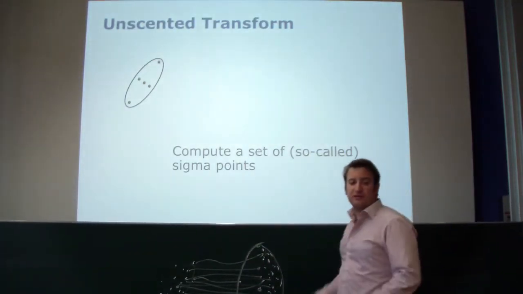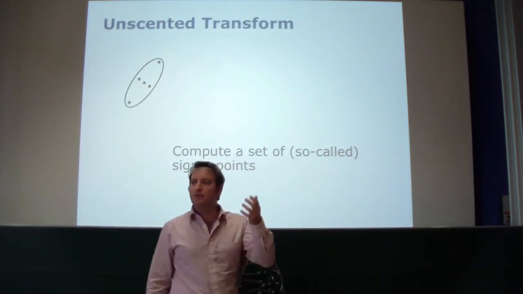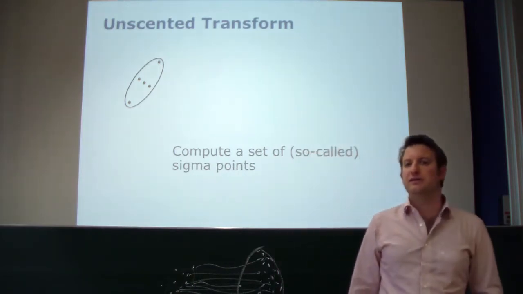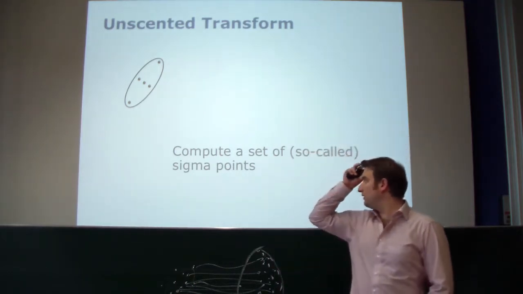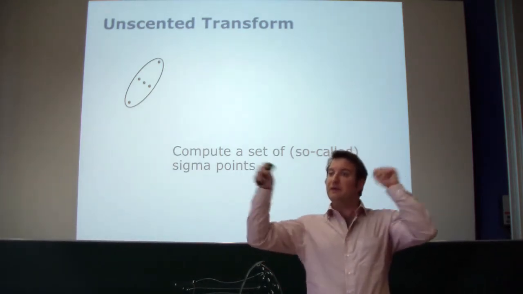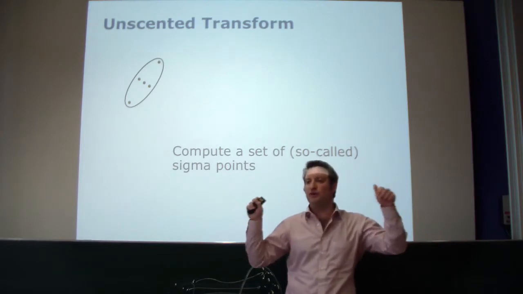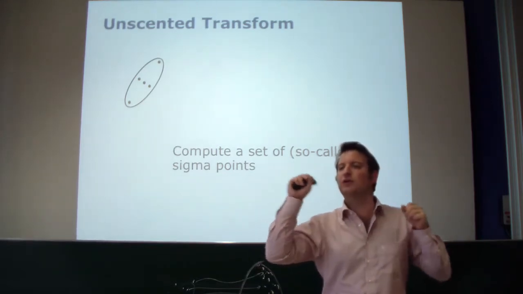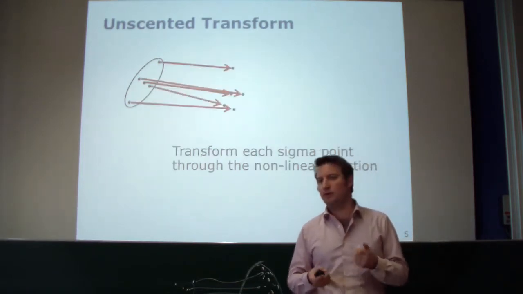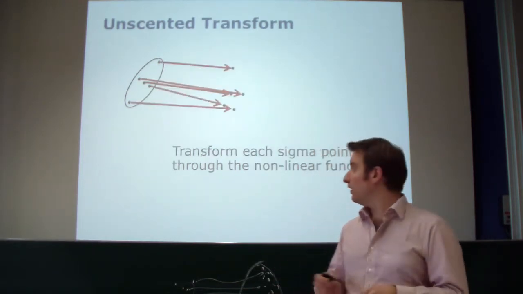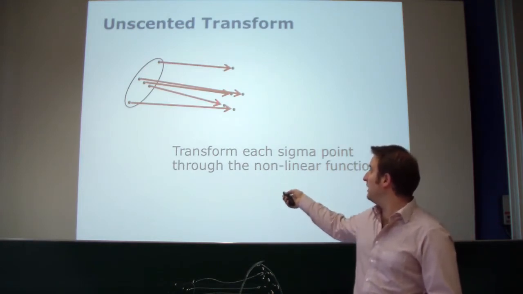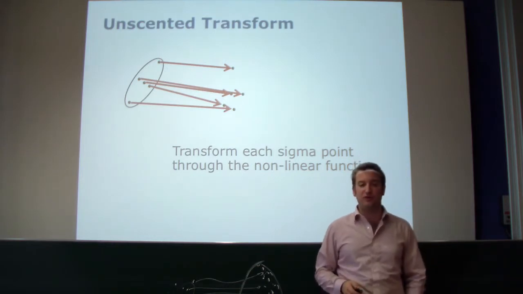So what the unscented transform does, it computes, in a specific way, so-called sigma points. This is very similar to those samples we had here. The only difference is that these sigma points are deterministically determined. So it's not that we sample those points, but we choose these points according to a pattern. And based on this pattern, we propagate our points through our nonlinear function. So this point will be mapped over here, this point will be mapped over here. We may end up with a distribution of points like this.